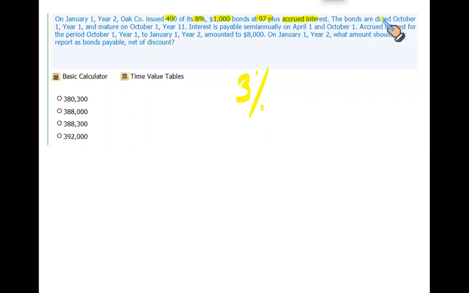The bonds are dated October 1st, year 1, and it will mature on October 1st, year 11. It's a 10-year bond. Interest is payable semi-annually on April 1st and October 1st. Accrued interest for the period from 1st of October, year 1 to January 1st, year 2 amounted to 8,000. This is the accrued interest. We don't have to calculate it. What do we need to do? On January 1st, year 2, what amount should Oak report as bonds payable net of discount?